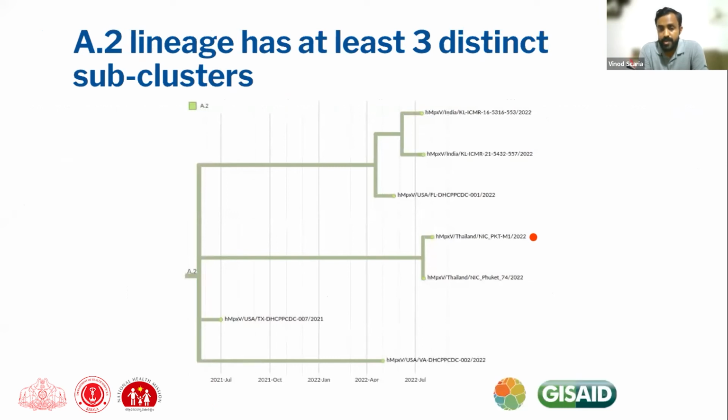And even more surprisingly, as you see here, there are at least three distinct clusters of A2, which suggests that it indeed had been transmitting in a sustained manner through human-to-human contact for at least a year. And it had at some point of time differentiated into three different clusters, which possibly have different epidemiological origins, or are also suggestive of different ways of transmitting. And of course, to put in context, this is the 2021 genome from the United States of America.